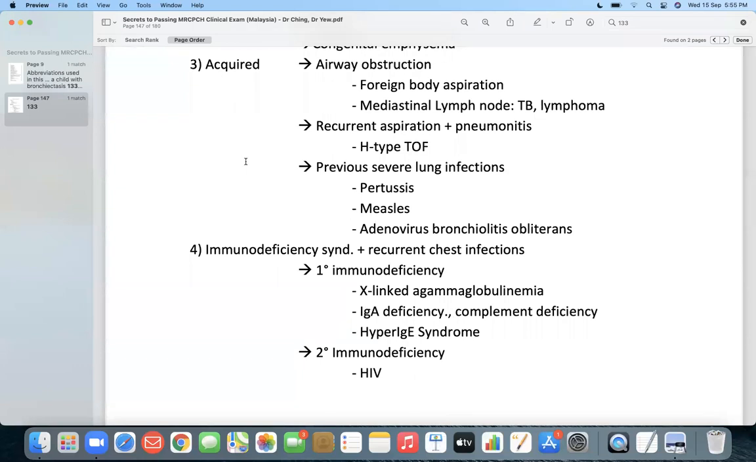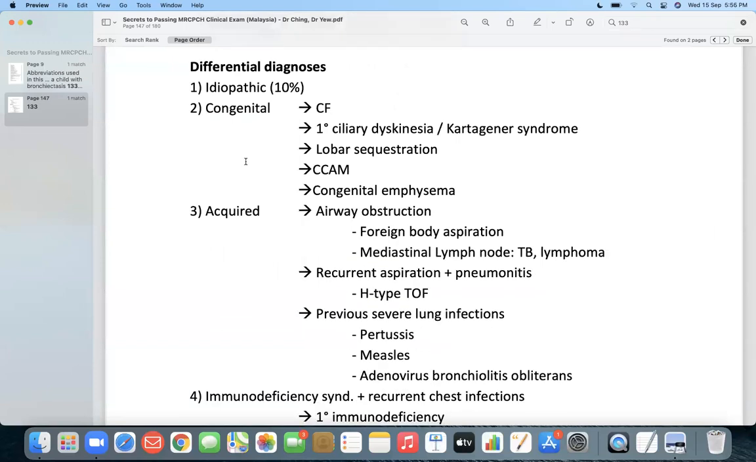So if it is 1 year, then definitely you will have to think of all these things. Congenital malformation or CCAM will come in the first place. Also bronchiolitis obliterans, which is related to adenovirus. You can think of pertussis, and congenital lobar emphysema. And if it is a higher age, then you will have to think of cystic fibrosis, primary ciliary dyskinesia, or maybe associated with other infections like TB or measles.